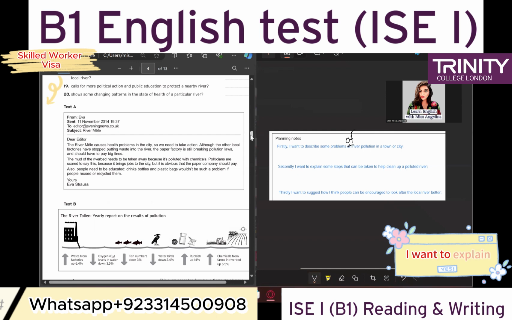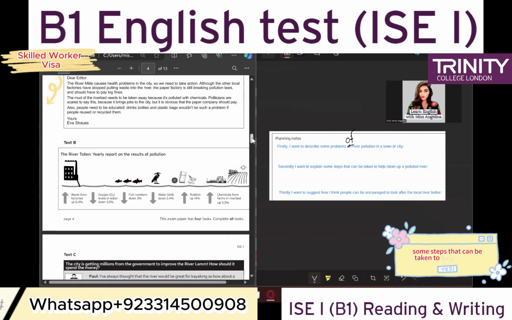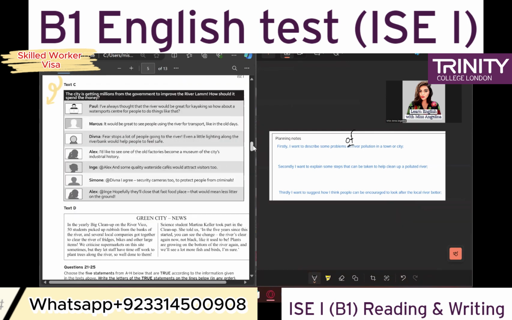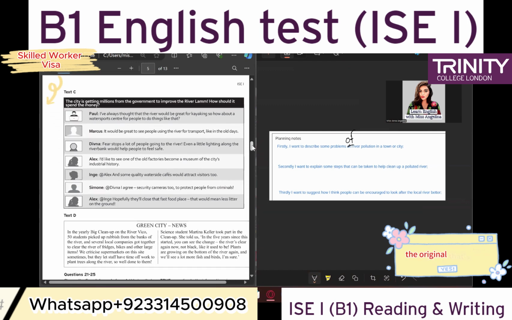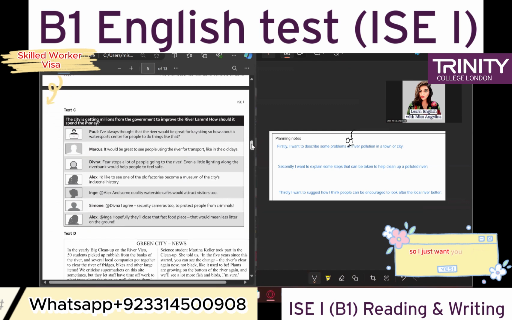Secondly, I want to explain some steps that can be taken to help clean up a polluted river. Steps that could be taken are written in a mix of texts. So I just want you to read text C and D, please, first.